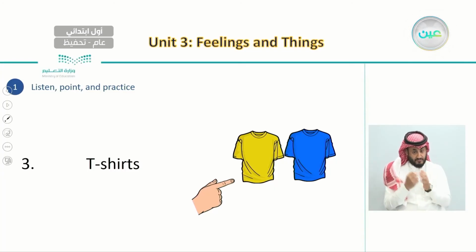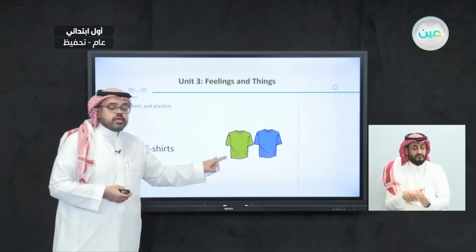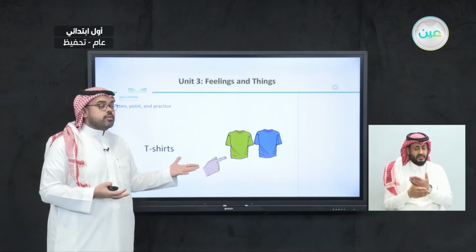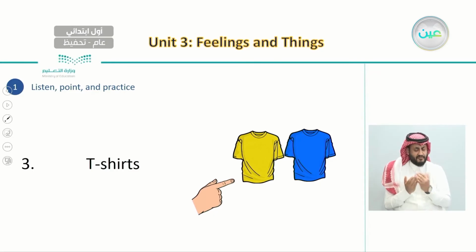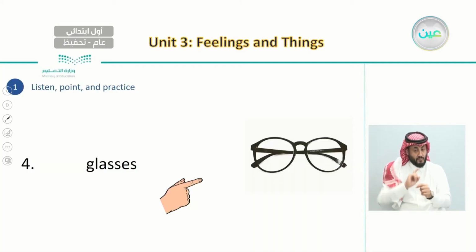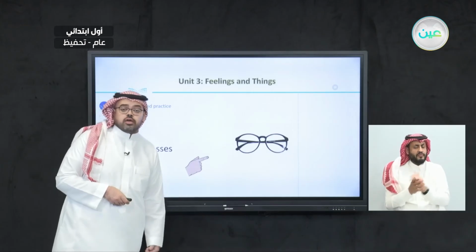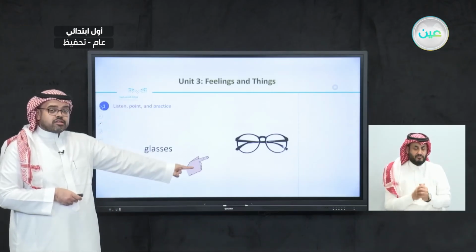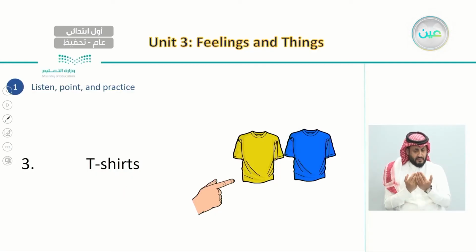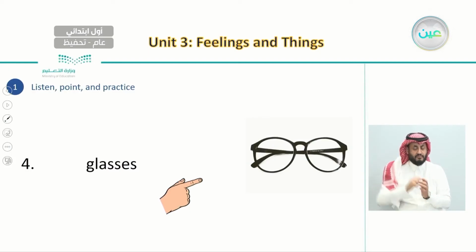Now, let's listen to number 3. Here also these two t-shirts are close. This is where we point, and they are very close. So here we said, these are t-shirts. Why do we say these? Because they are very close. And with the next one, number 4, you see these glasses, they are not close. They are far away. So here in this case, we said, those are glasses. So these are t-shirts, and those are glasses.